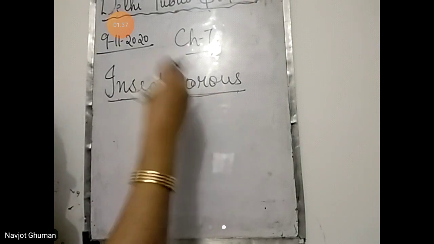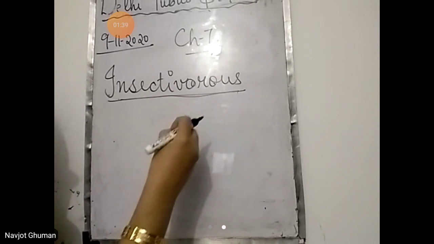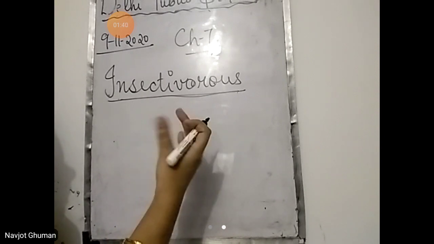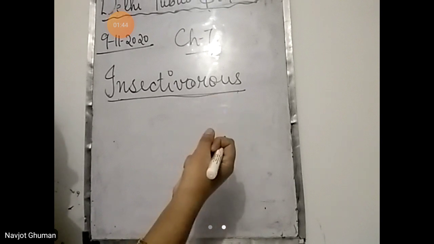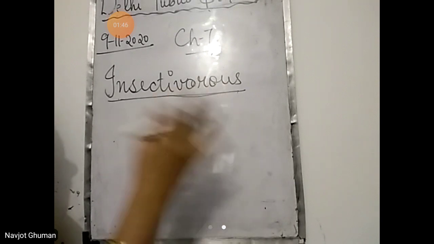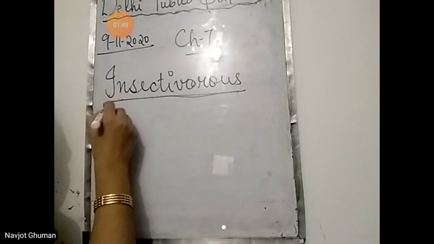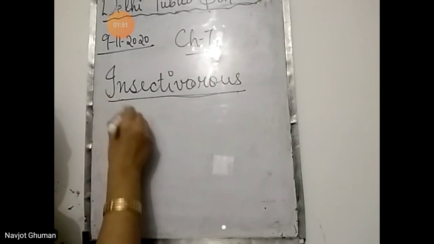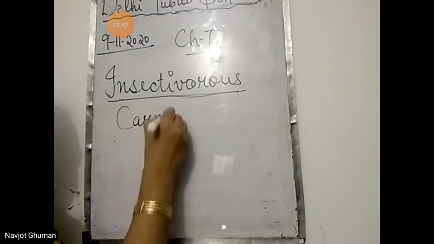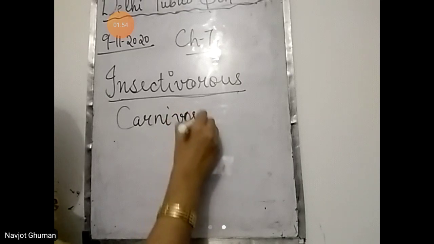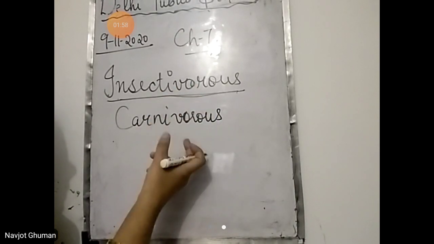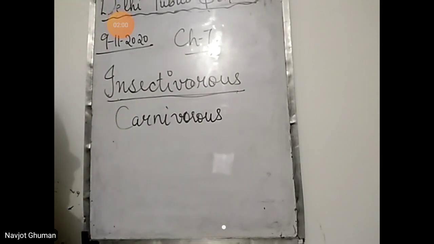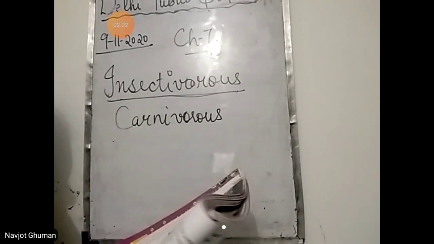जैसे ही कोई insect उसके leaves के ऊपर बैठता है, तो वो leaves हैं जो उनको trap कर लेते हैं, catch कर लेते हैं insects को, and then they eat them, and hence they are also called carnivorous plants. Carnivorous वो होते हैं जो animals को खाते हैं. Same way plants, they are eating animals. So that is why they are called carnivorous plants.